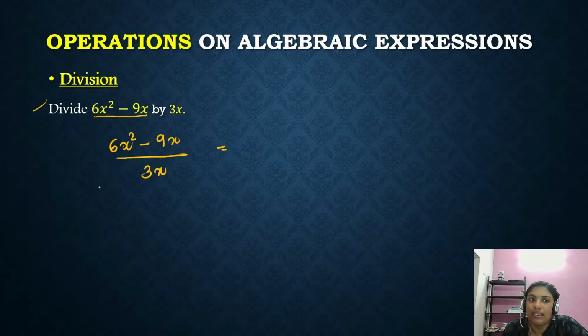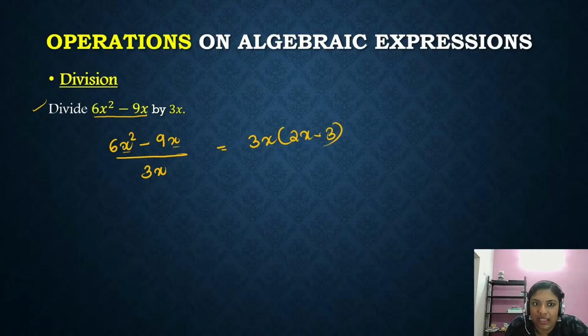3, right? Why? 3 2s are 6 and 3 3s are 9. So you can just take 3 outside. Now, any common among variables? x square and x. So you can take x outside. Now, what else is left? 2x minus 3, right? When you take 3x outside from this expression, you will get 2x minus 3 divided by this thing, 3x. See, 3x and 3x.